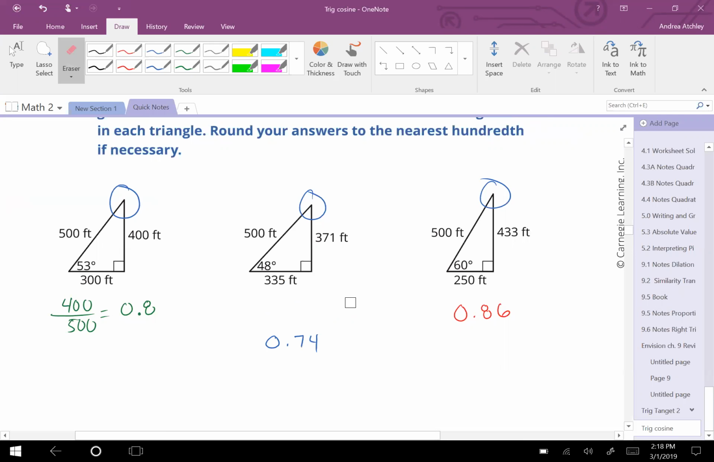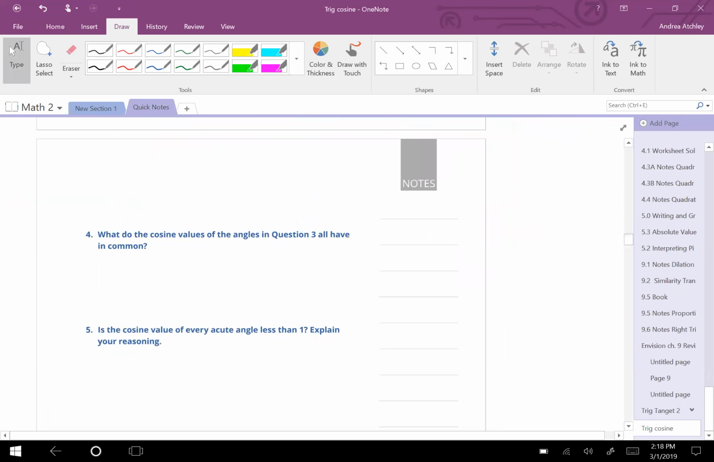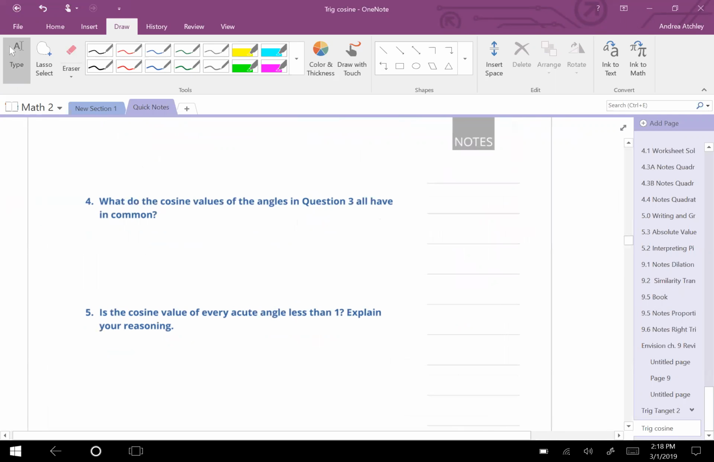Okay, now we're gonna go to the next page, and it asks us, what do the cosine values of the angles in question 3 all have in common? So answer 4 and 5 for me.